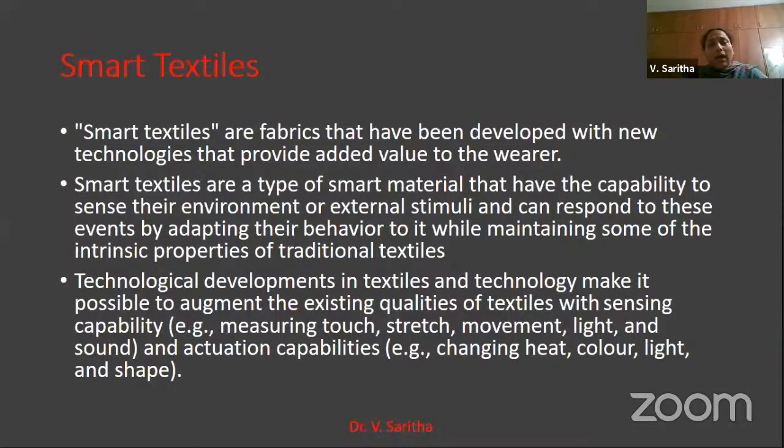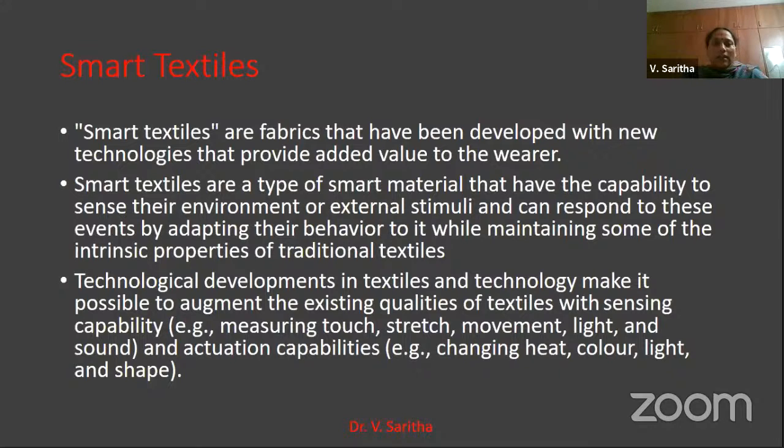But smart textiles is nothing but the fiber we are going to use for stitching our clothes, whatever it could be, which itself will be smart. So we are going to incorporate the smartness in the textiles itself. So we'll see how we are going to incorporate smartness in the textiles.